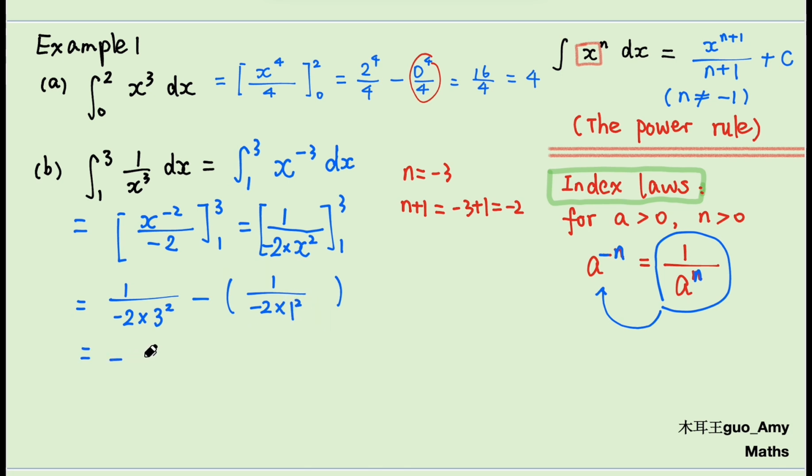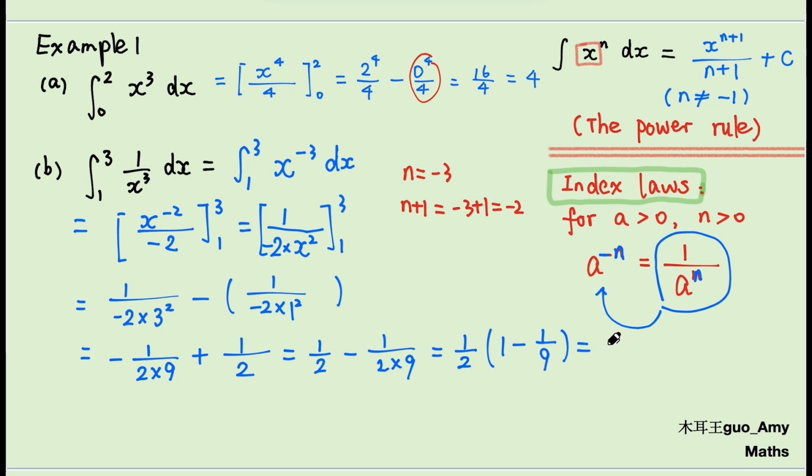The first one, we will have negative 2 times 9. Negative becomes positive. Now we will have positive a half. Now we can put positive a half to the front to obtain a half times 1 over 9 minus 1 over 1. A half is a common factor. We will have 1 minus 1 over 9. Then we will have a half times 8 over 9. The final result, 4 over 9.